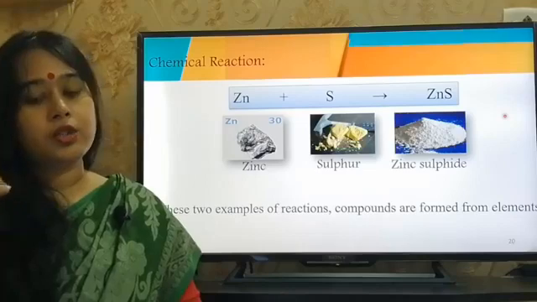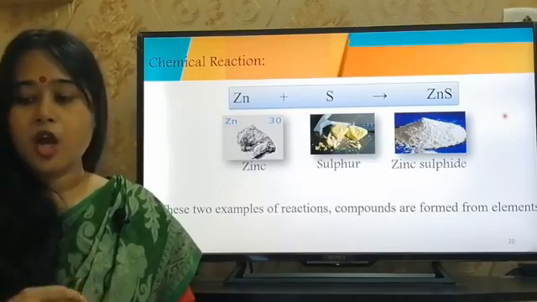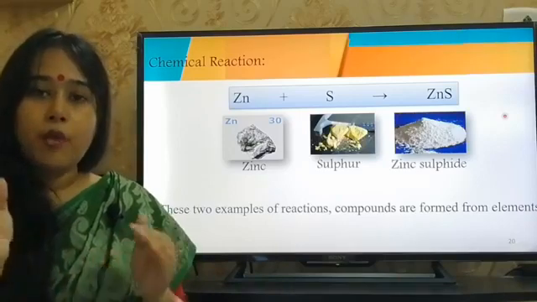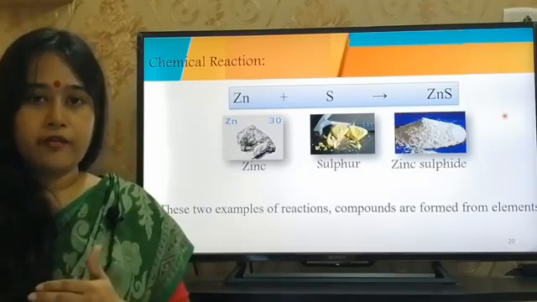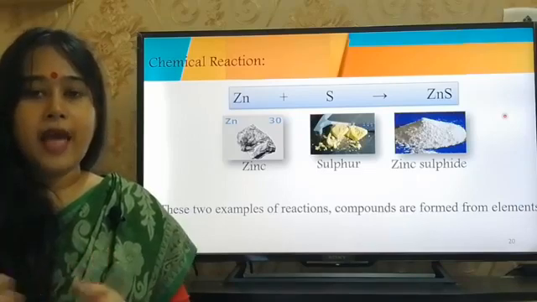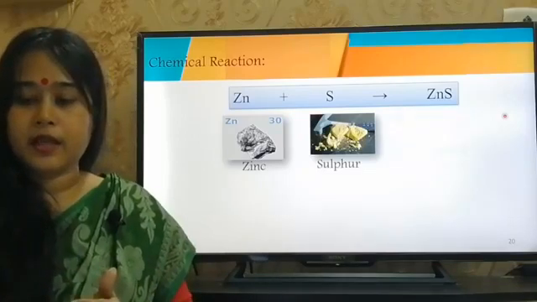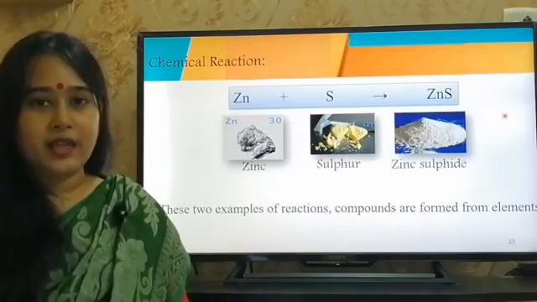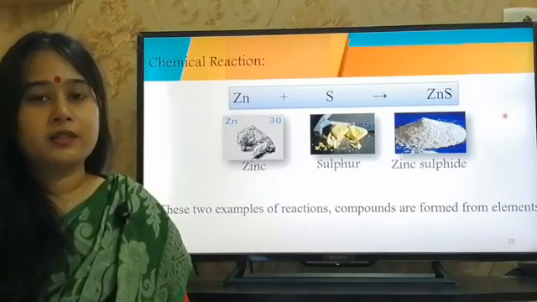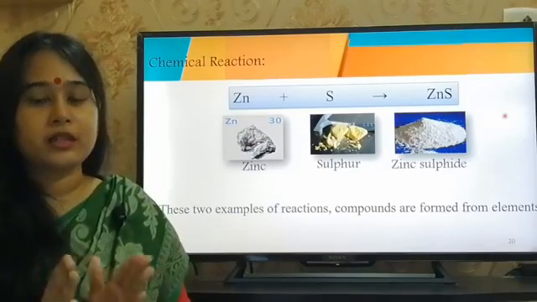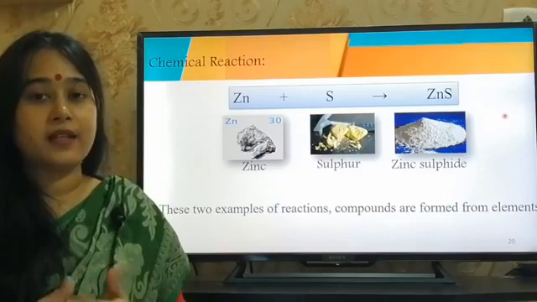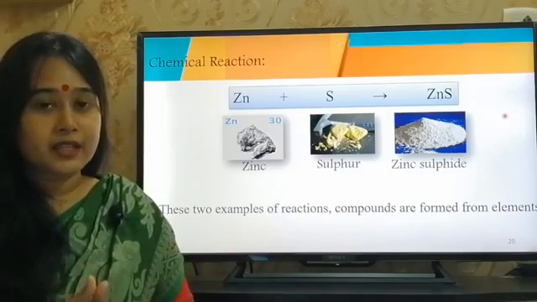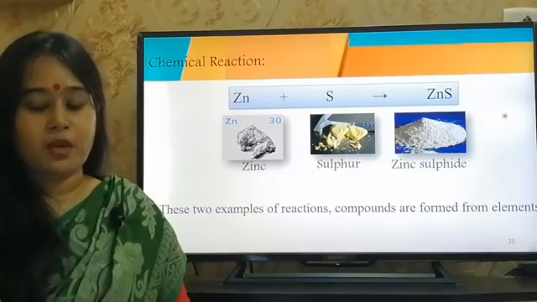So in these two examples of reactions, compounds are formed from elements. You can see both the reactions I have given in this example and the previous example, that was iron and sulfur. Both examples show that both the reactants are elements and they are making a compound. Whenever elements combine with each other, they make a new substance or new compound.